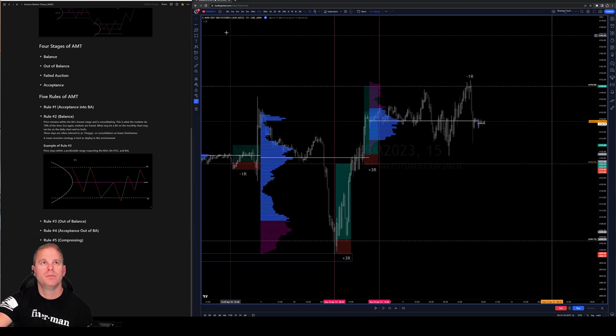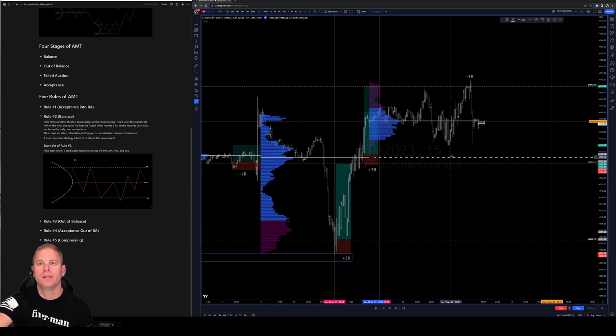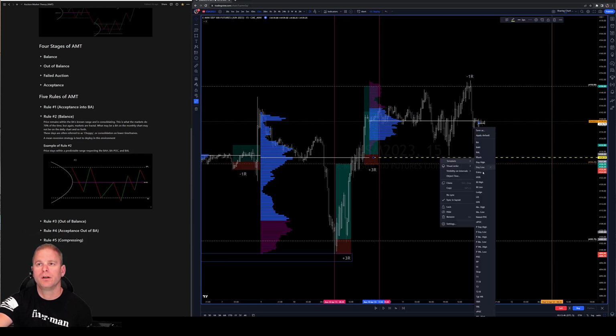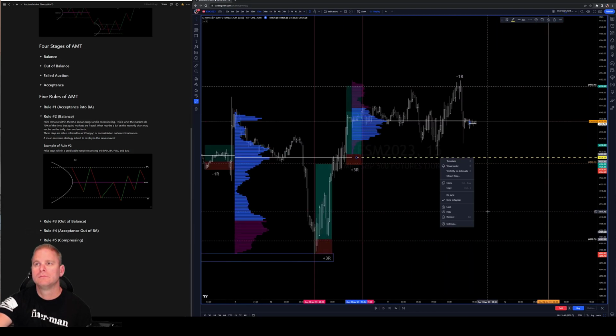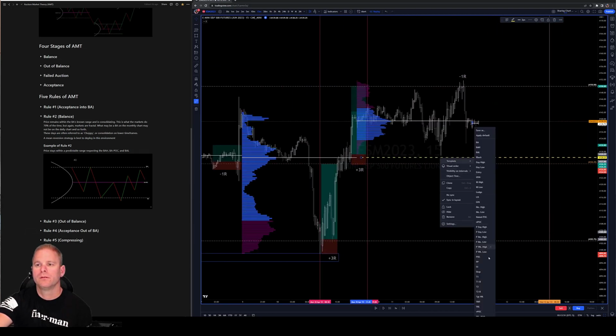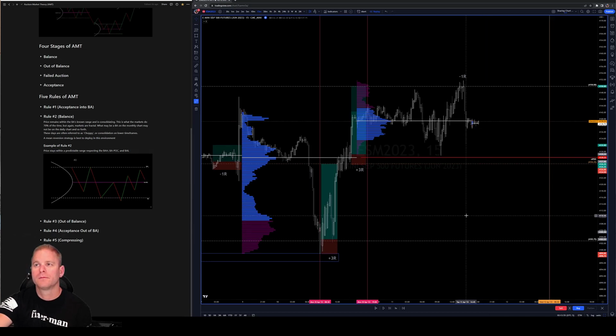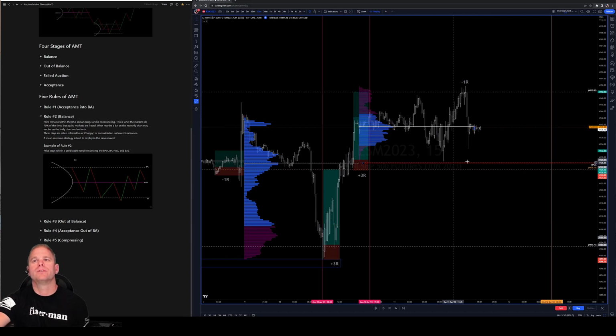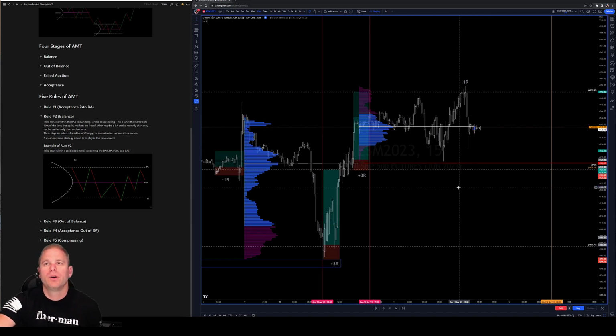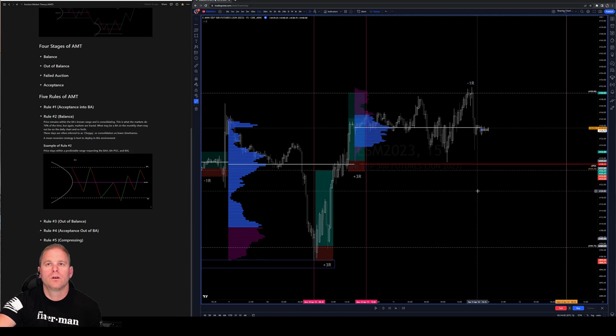Right now, this is a naked POC, so this is an untested level by price. It came close. I have way too many names of things here, don't I? Naked POC. So this is an area of interest. It's going to be a target for other traders, and it's something that I pay attention to. It's a high volume node when you're looking at the larger time frame volume profiles.